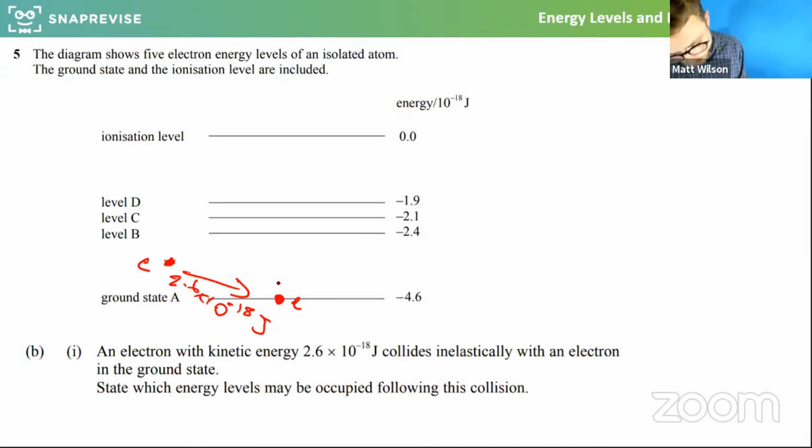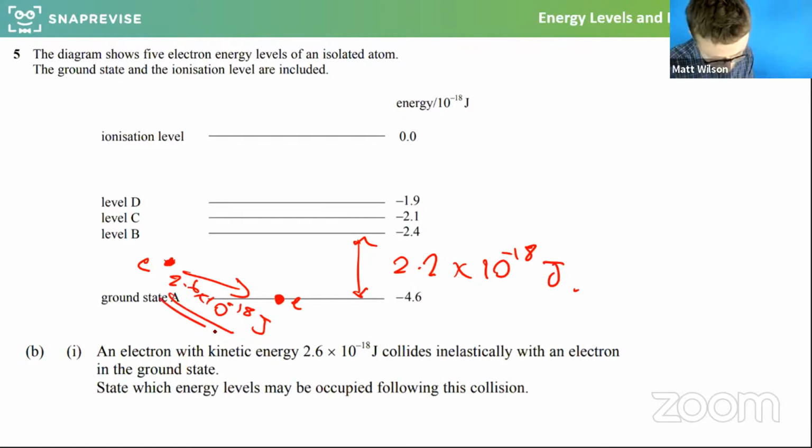So we can take a look at the difference in energies between these energy levels. Absolutely, yes. We will be able to get up to C, and we'll be able to get up to B as well. The difference in energy levels here is 2.2 times 10 to the minus 18 joules. The electron coming in has more energy than that, so we can absolutely get up to this first energy level.